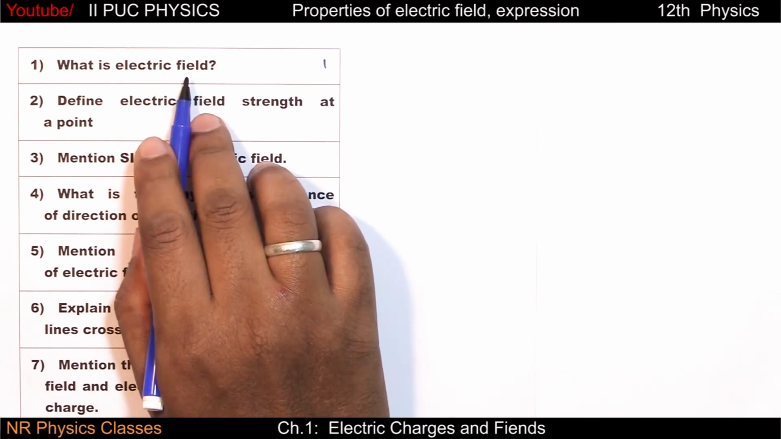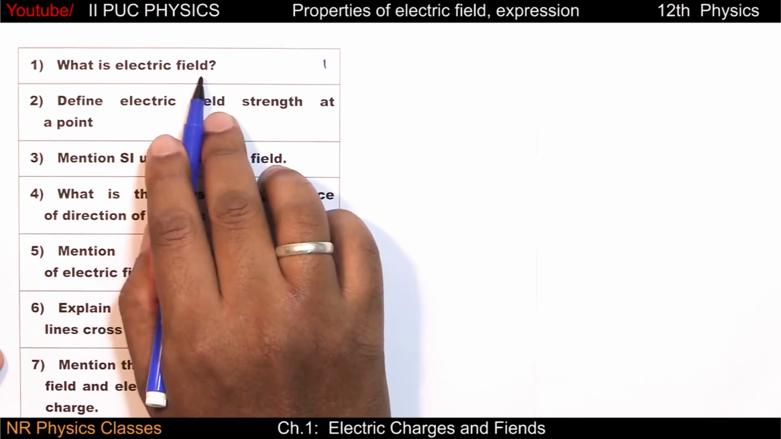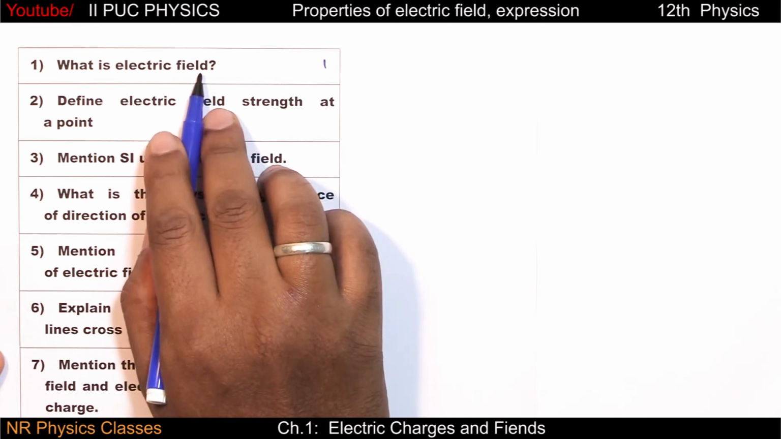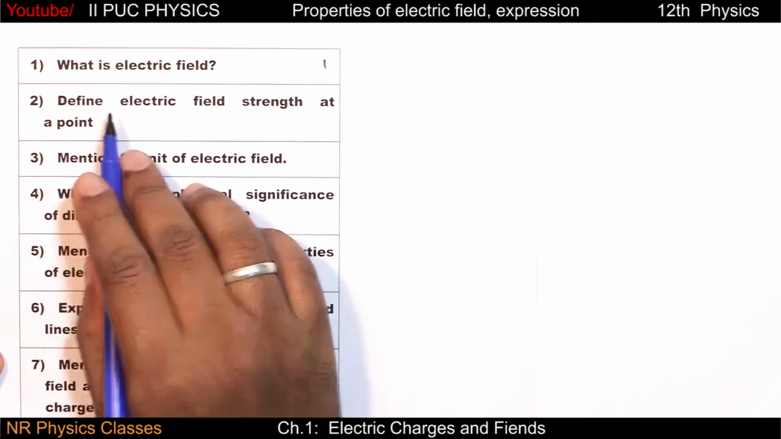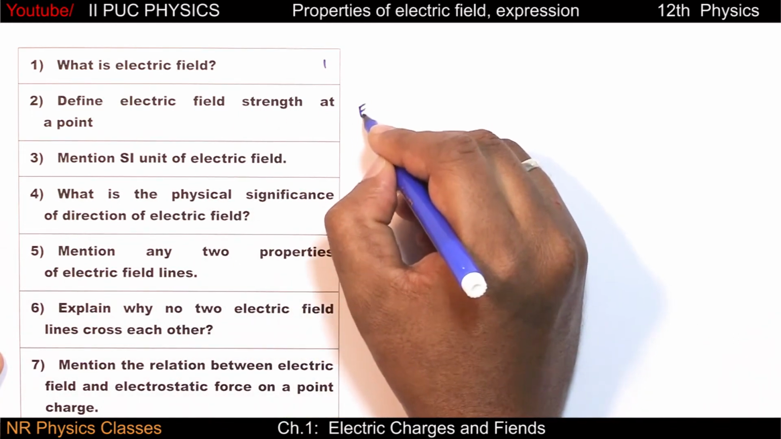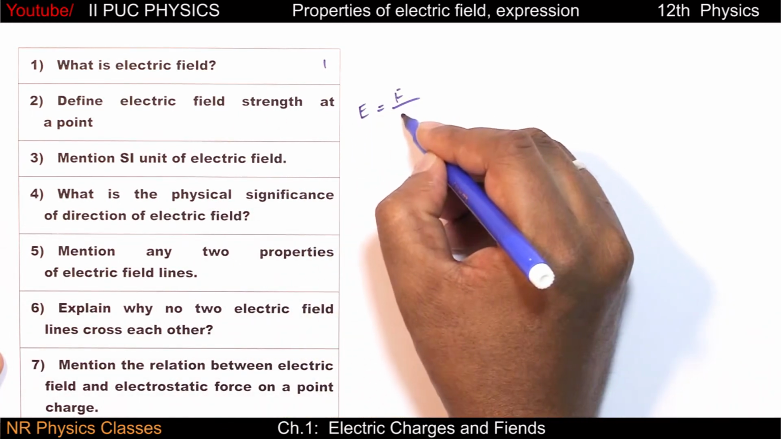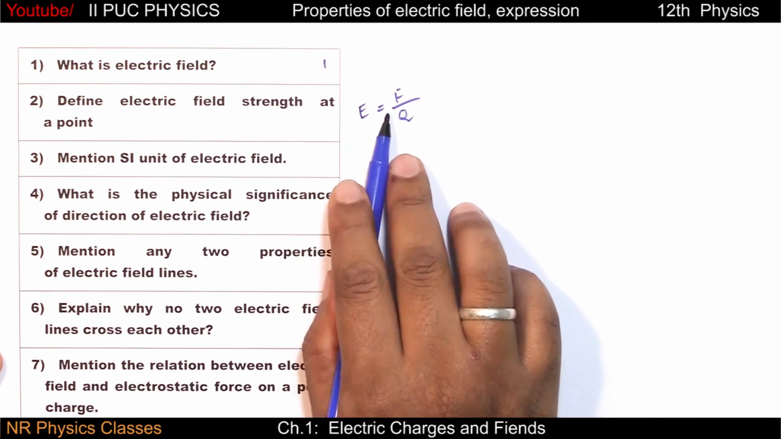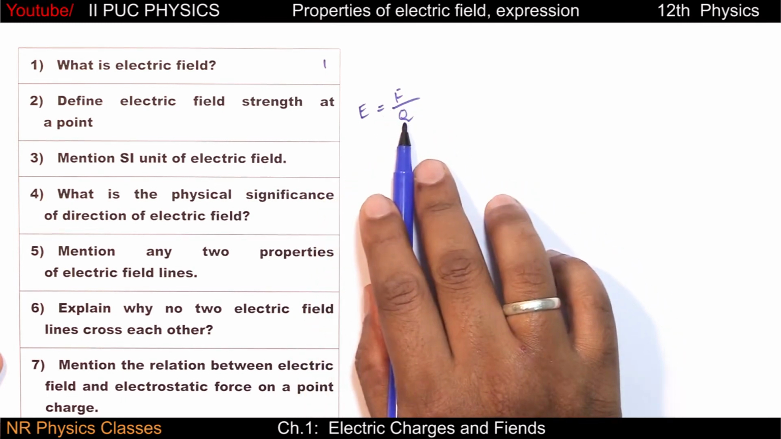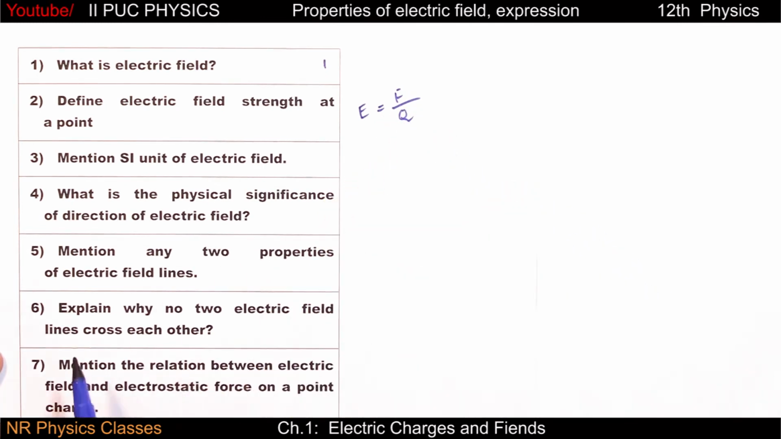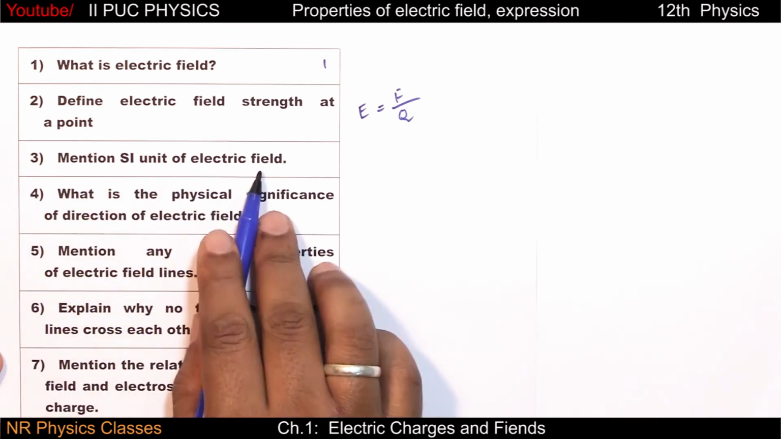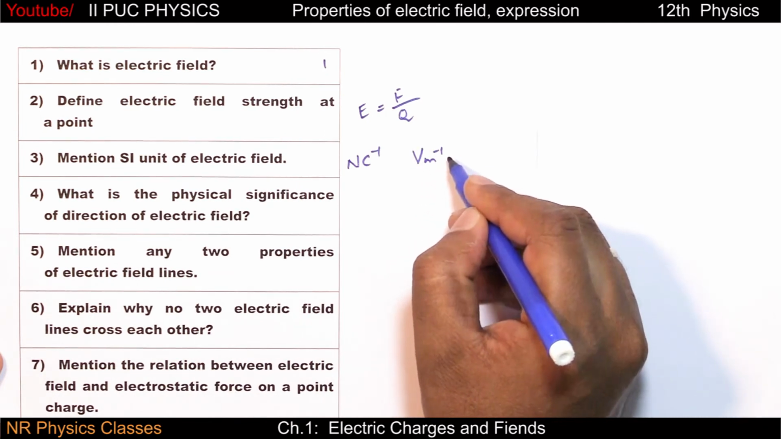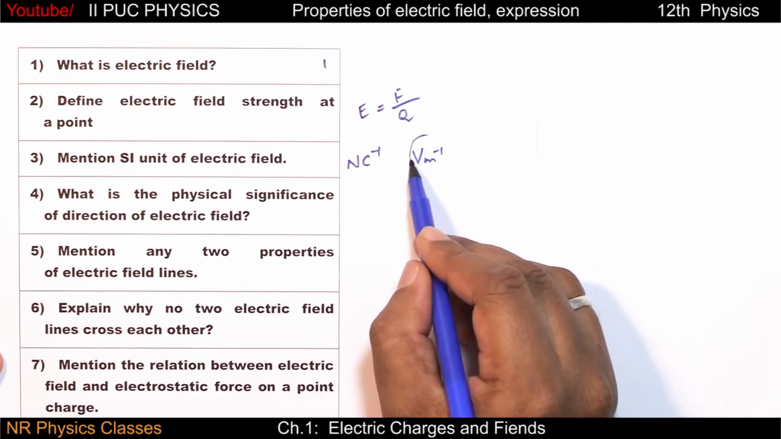Electric field is the region around a charge where another test charge experiences force. For a definition, try to use electric field equal to force by charge. So this is taken as the definition: electric field is force per unit positive charge placed at that point. Mention the SI unit of electric field. Newton per coulomb. You can also write volt per meter. In the second chapter we will see how it is volt per meter.